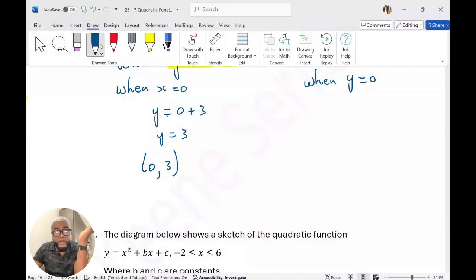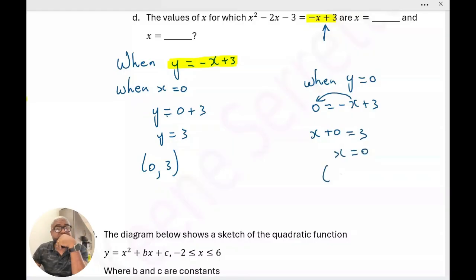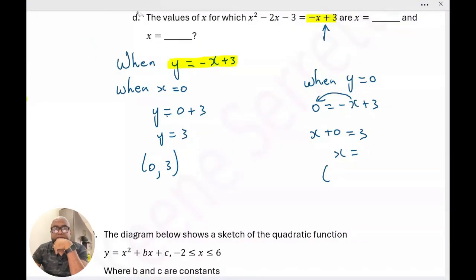So now we're trying to find our next point. If y is equal to negative x plus 3, and y is 0, then 0 is equal to negative x plus 3. I'm going to carry the negative x here so it becomes positive. So positive x plus 0 would be x. Everybody agrees? It'll be x plus 0, which is 3, which means x is equal to 3.